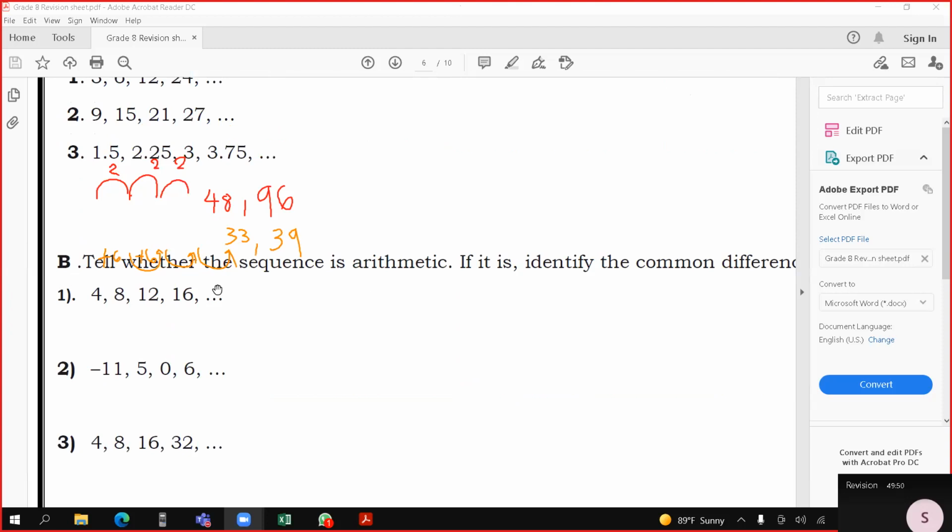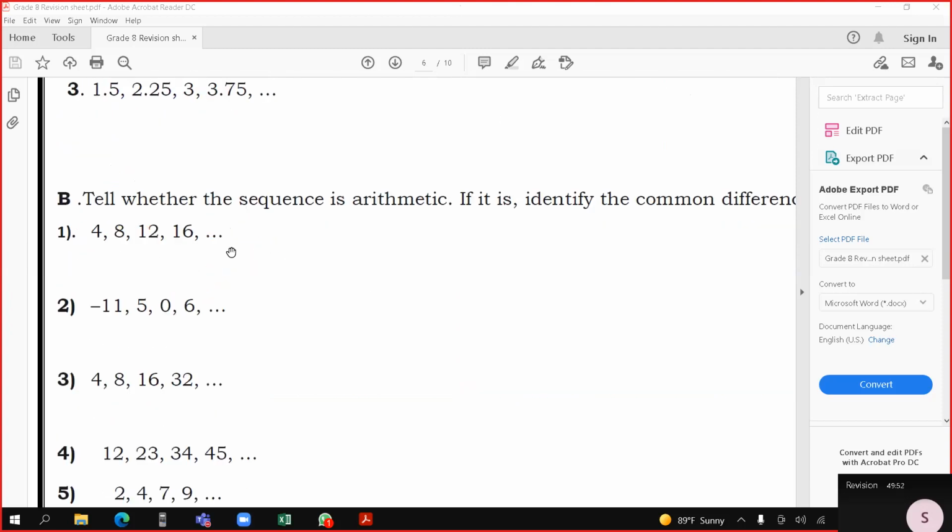Now, just one second in order to solve B. Here, I want to check if the first one is arithmetic or not. How? By checking the common difference. I subtract the second term minus the first. 8 minus 4 is 4. And then 12 minus 8 is also 4. So is the common difference constant? Yes. It is arithmetic.